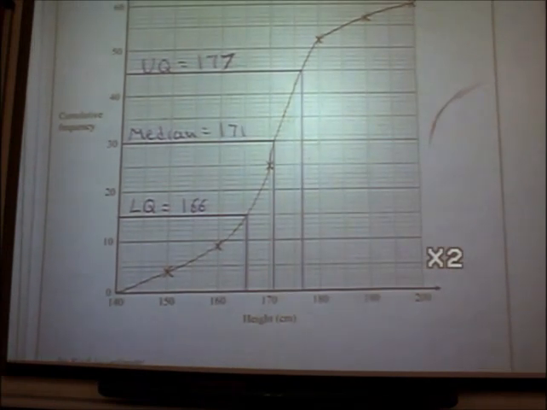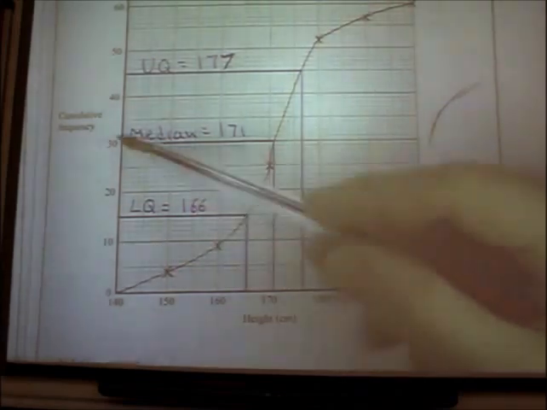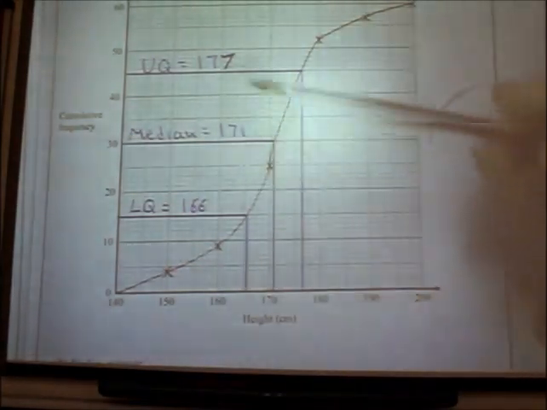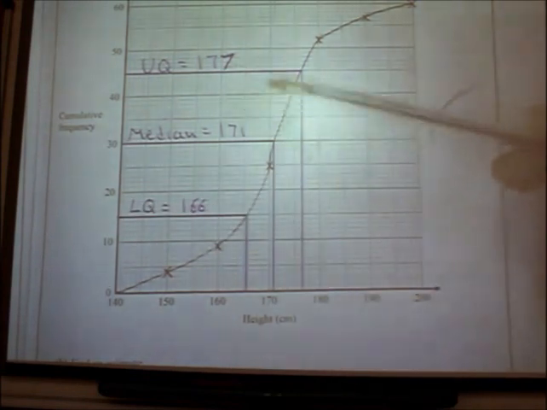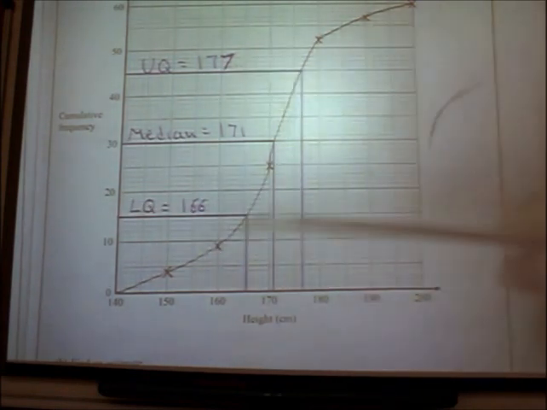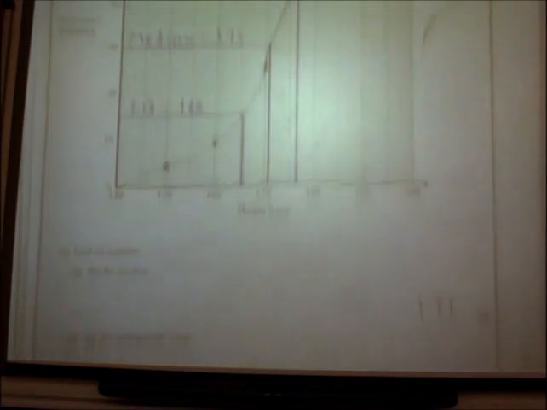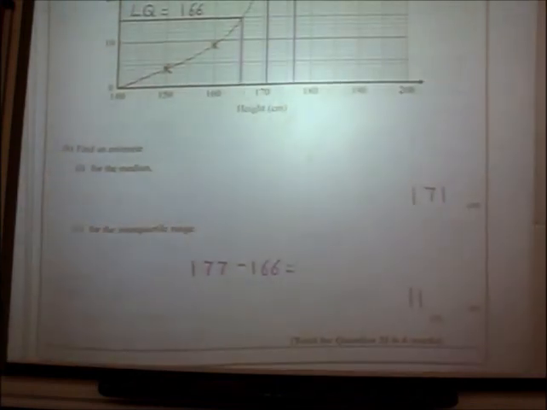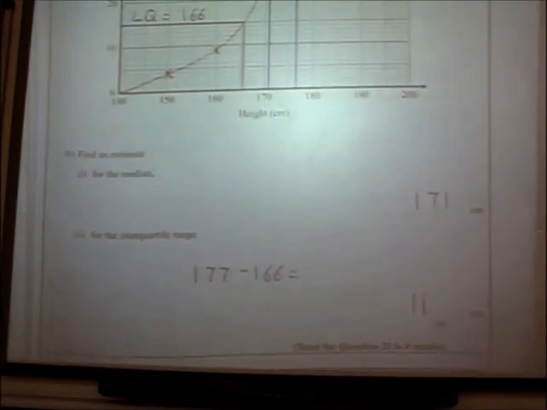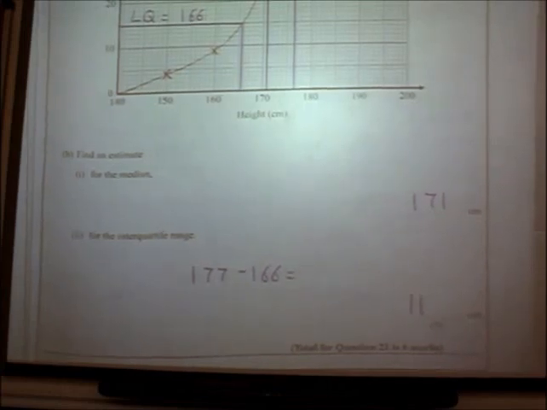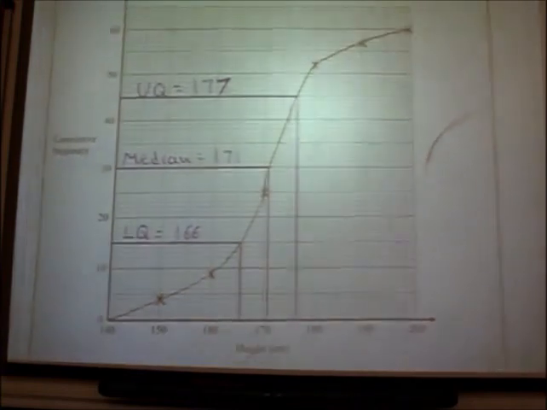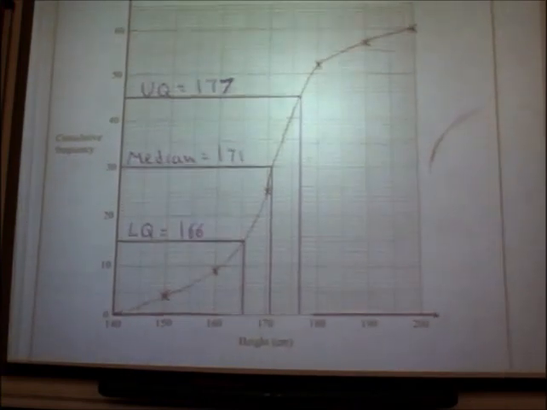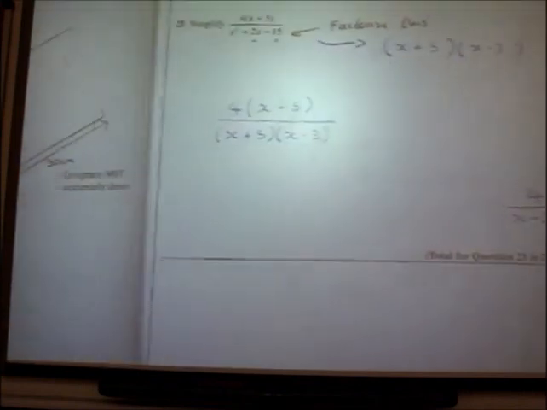The median, as you can see there, is the 30th one, so it's 171. The upper quartile, you come out from 45, and the lower quartile, you come out from 15. So the interquartile range is 177, take away 166, which is 11. You will get 6 marks for that question. It's near the back of the paper, and I think there's 6 marks everybody should be getting. Cumulative frequency diagrams tend to be quite an easy topic, and this is all the easy stuff about it.